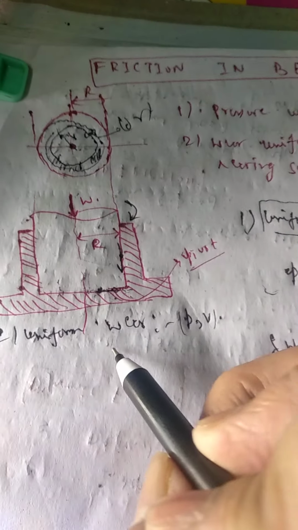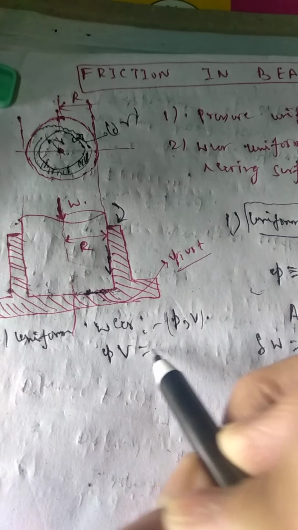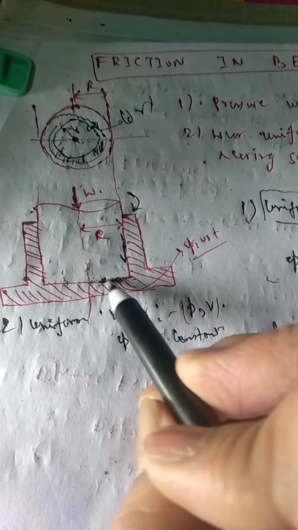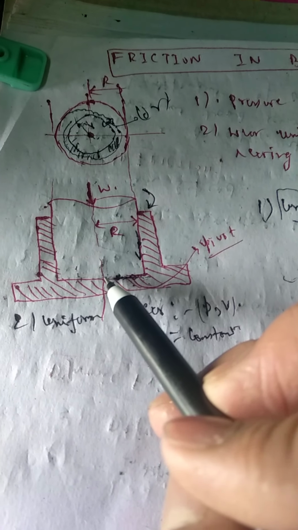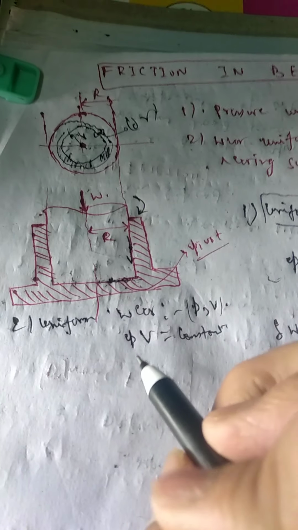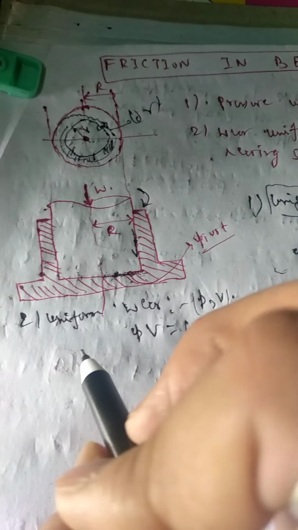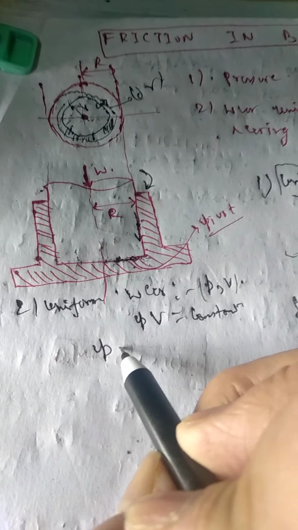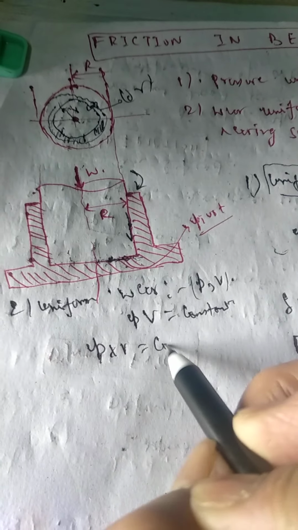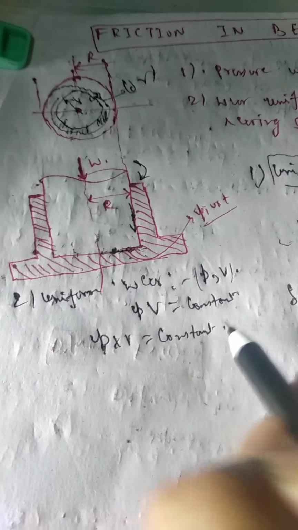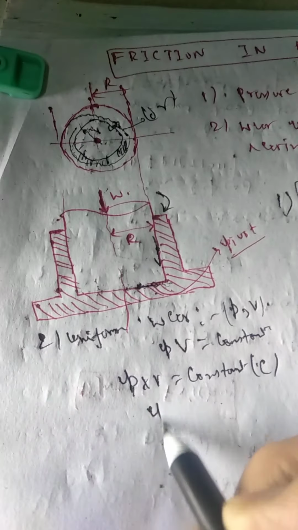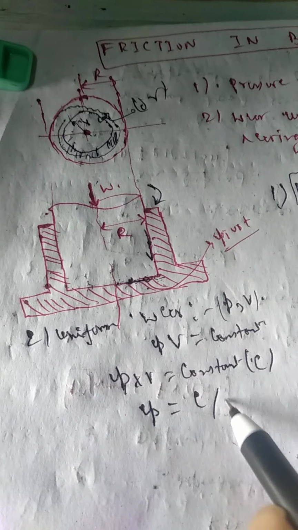So P into V is equal to a constant, you can write, but as we know this V increases with the increase in the value of radius r from the center. So in place of V, you can write r. So P into r is equal to a constant, C. So we can write P is equal to C by r.